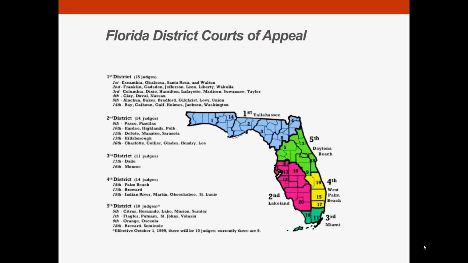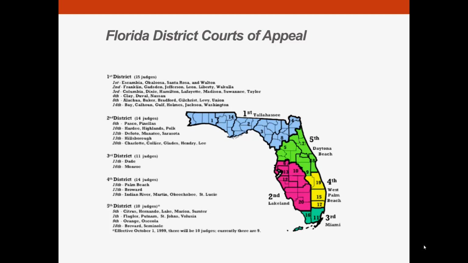Florida District Courts of Appeal. There are 5 district courts of appeal in Florida, located respectively in Tallahassee, Lakeland, Miami, West Palm Beach, and Daytona Beach. Florida did not have district courts of appeal until 1957. The bulk of trial court decisions that are appealed are never heard by the Florida Supreme Court. Rather, they are reviewed by 3 judge panels of the district courts of appeal.